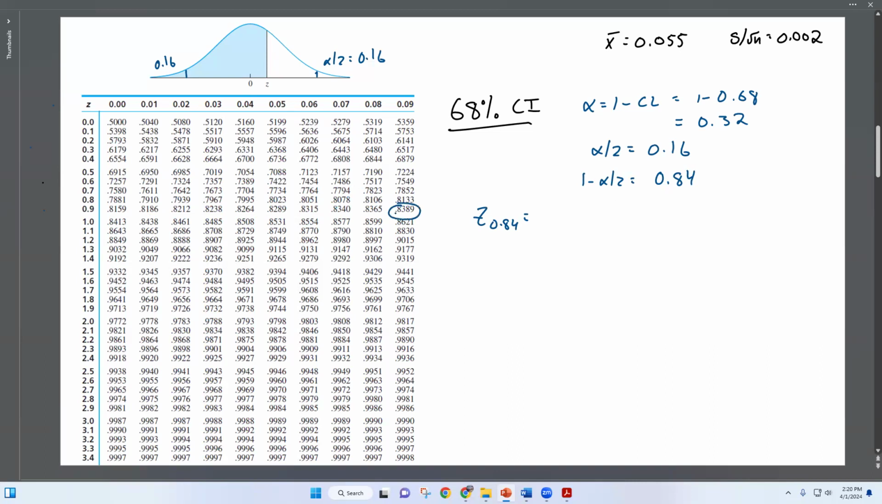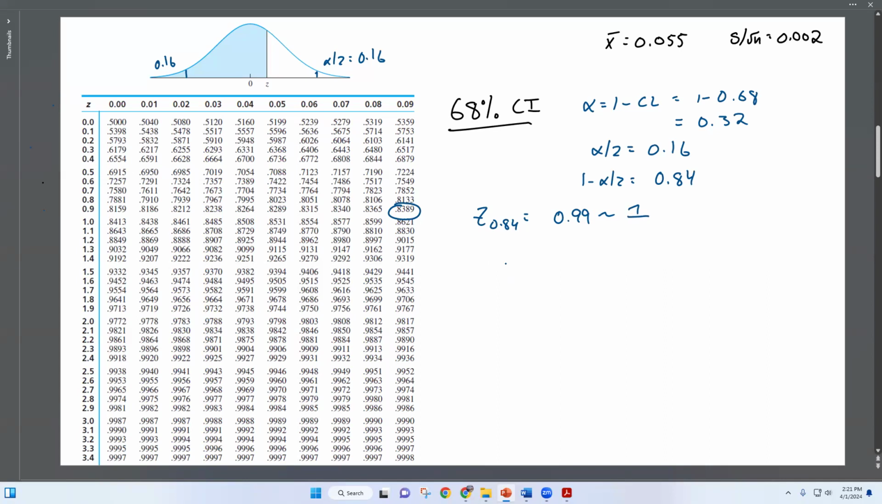Getting pretty close. That's about it right there. So that's going to be 0.99. So right around 1, right? From the empirical rule, 68% is 1 standard deviation. So we'll just say for all intents and purposes, it's 1.